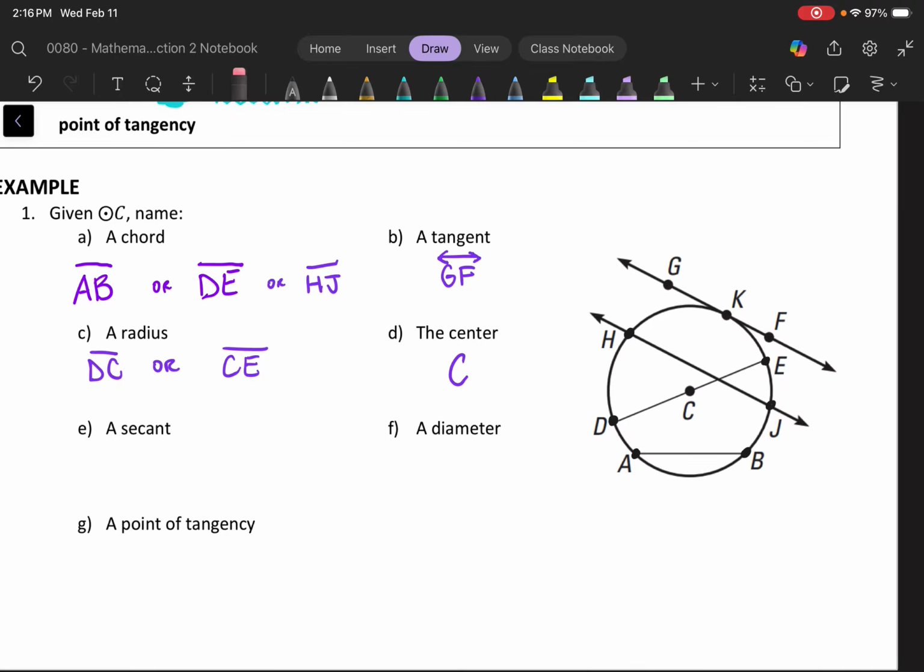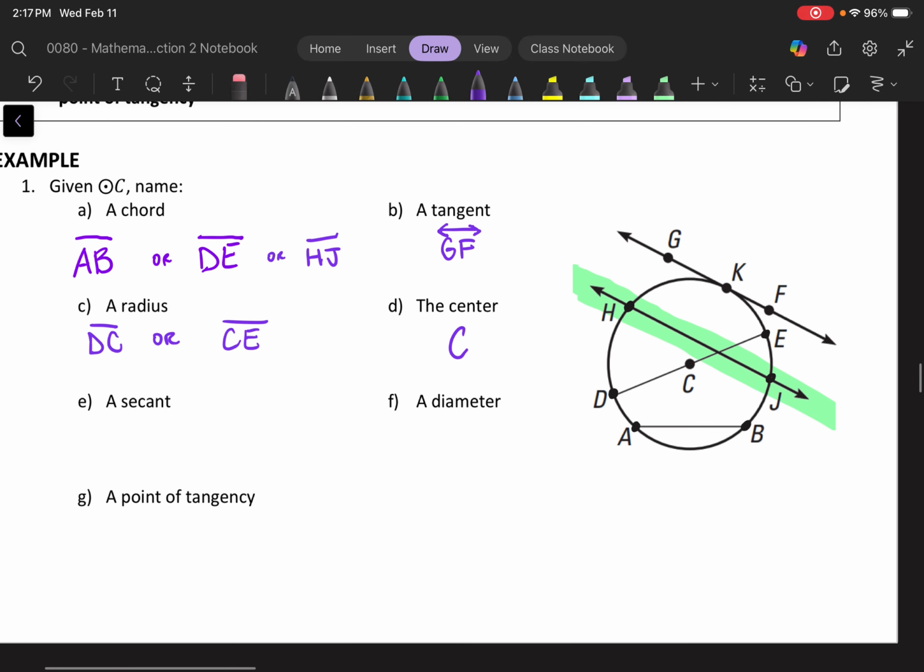Okay, next we have the secant. Remember, a secant was a line that intersected the circle two times. So when I'm taking a look at the secant, I see this guy here. And that line has arrows, so my notation is going to have arrows. I'm going to pick two points on that line, ideally the ones furthest from each other. But there's actually only two points labeled on this line. So HJ would be the perfect secant notation.